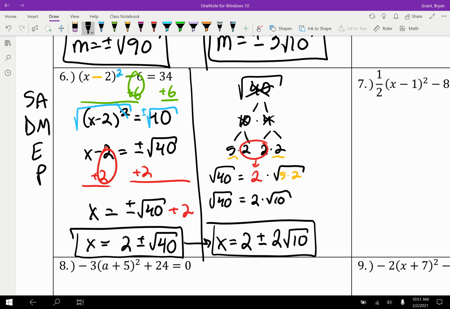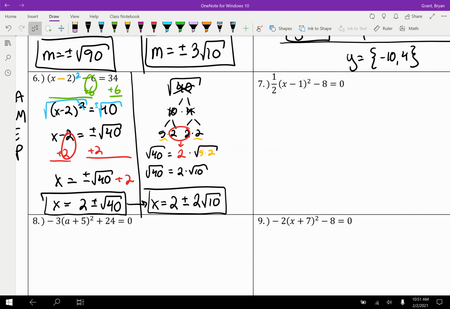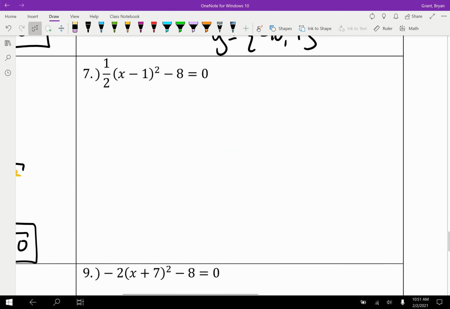All right, 3 problems to go. We got the rest of these. Here's problem 7. Following SADMAP, once again, not a surprise. The more times you write it, the more it cements into your head. I see a bunch of numbers here. I see a 1/2 that's multiplying. I see a 1 that's subtracting, a 2 that's squaring, and an 8 that is also subtracting. SADMAP, let's undo the subtracting 8 first.